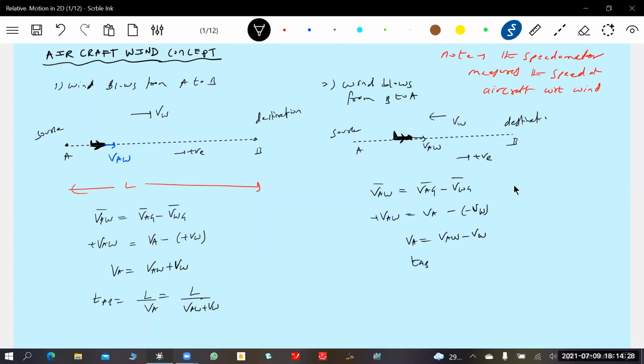Then in this case, what is the time taken? It will be L by VA. I think this is quite natural, no? Time taken by the plane to move from A to B.